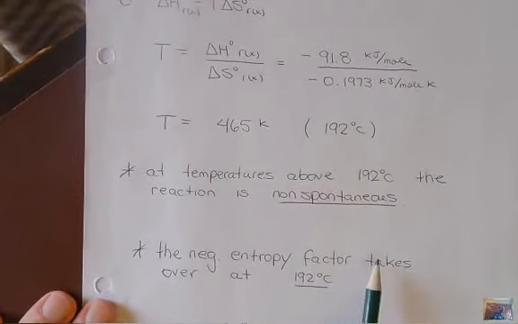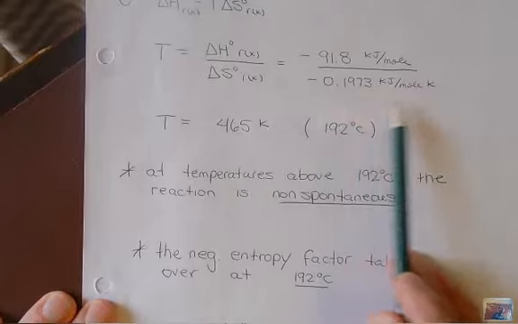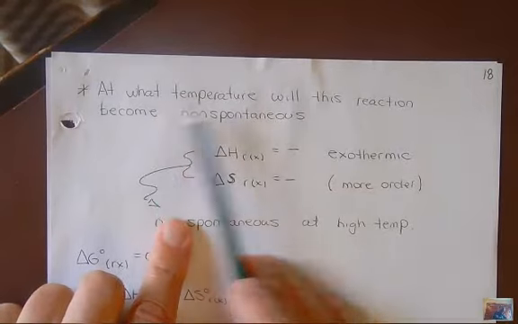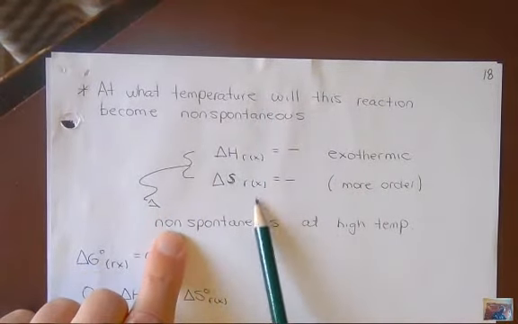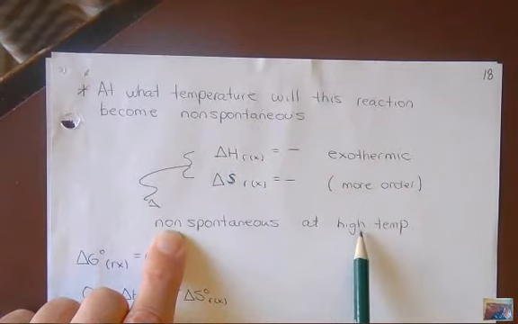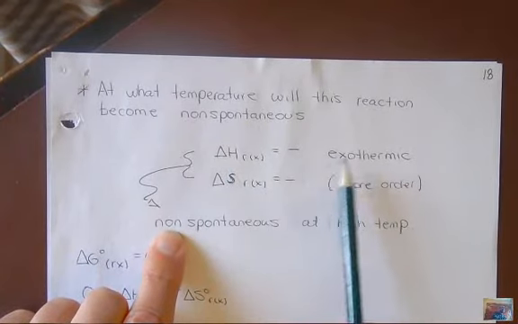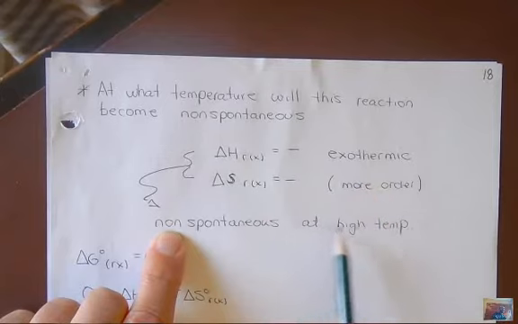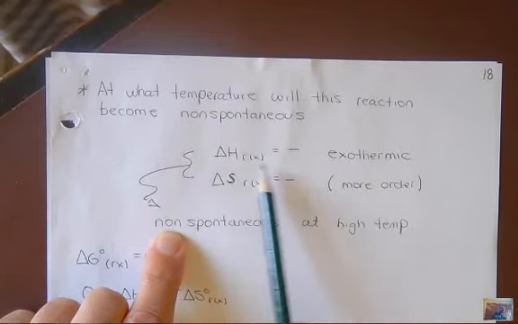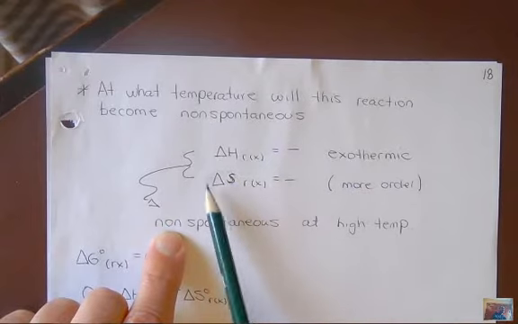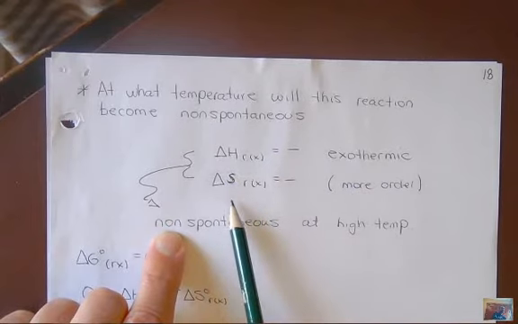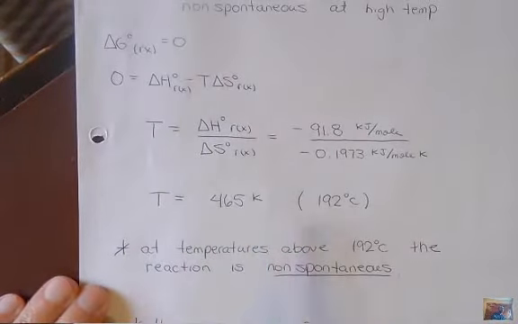Okay? A negative entropy factor takes over at 192 degrees. This guy becomes more important than that guy. Let's read this little note up here at the top. At what temperature will this reaction become non-spontaneous? It's going to become non-spontaneous at high temperatures. That's the situation when you have both of these negative, exothermic but more order. Got to go to high temperatures to maximize this guy because we want it to stop occurring. This is the case where we want it to become non-spontaneous. High temperatures, I can get it to turn around.